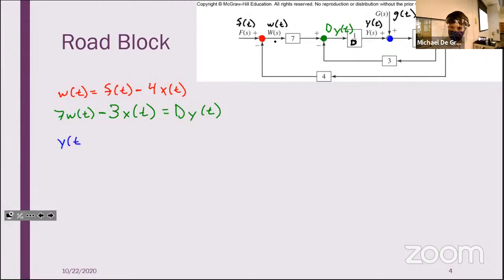And at the blue, we've got y of t plus g of t is equal to d times x of t for the same reason, right? Because whatever is on this side here is going to my integral block and comes out as x of t. So that means I had the derivative of x of t, I had x dot there. You can also think of this as being y dot of t, and this is d times x of t, or x dot of t.